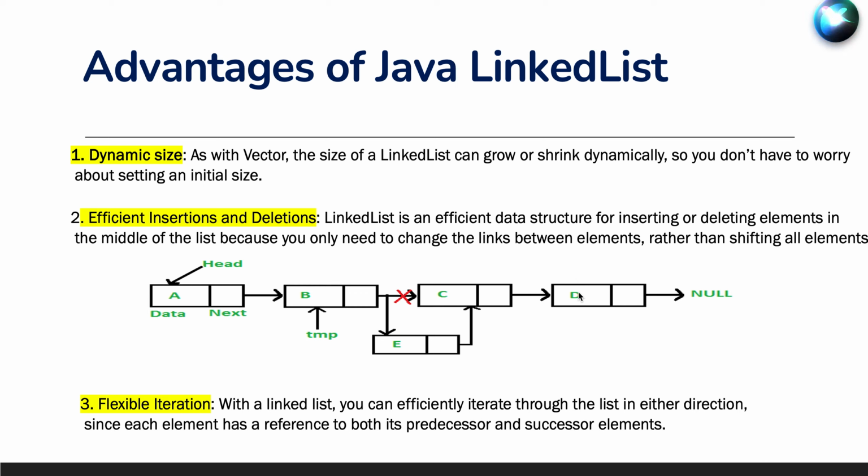Okay. Next advantage of the linked list is flexible iteration. We have seen that linked list provides efficient iteration through the list iterator. In case of the array list, we will be able to iterate the elements in a forward direction only, but since linked list uses the list iterator, using this list iterator we will be able to iterate the collection in the forward direction or also in the backward direction. So this is another advantage of using the linked list. So these are a couple of the advantages of using the linked list.